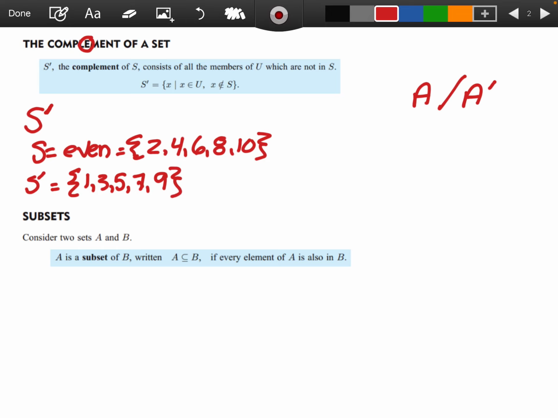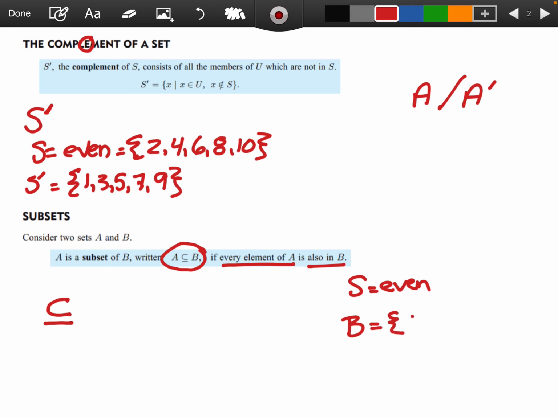Okay, so subsets are a little different. Here we have another new symbol, a C with a straight line underneath, that represents subsets. When we see A is a subset of B, that means every element of A is also in B. If we go back to our previous example, where S was the set of all even numbers, let's imagine a new set, let's go with B, and B is, oh, hold on.